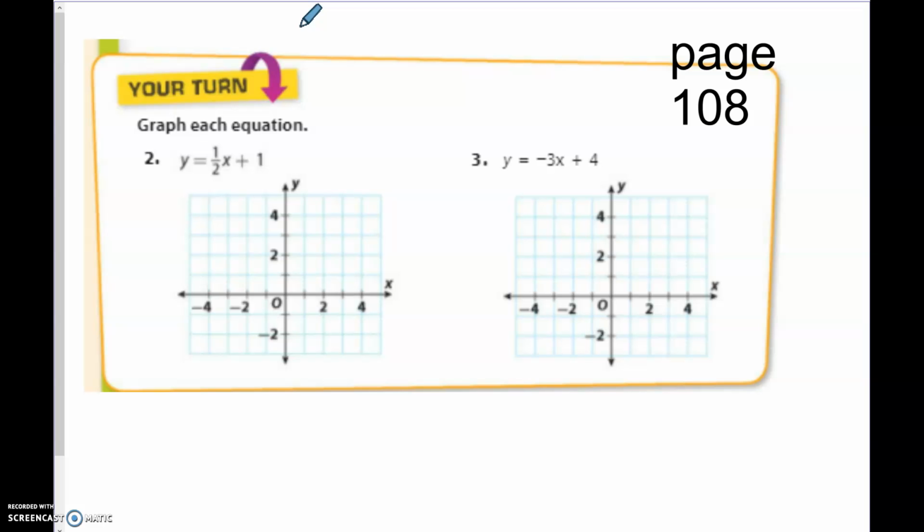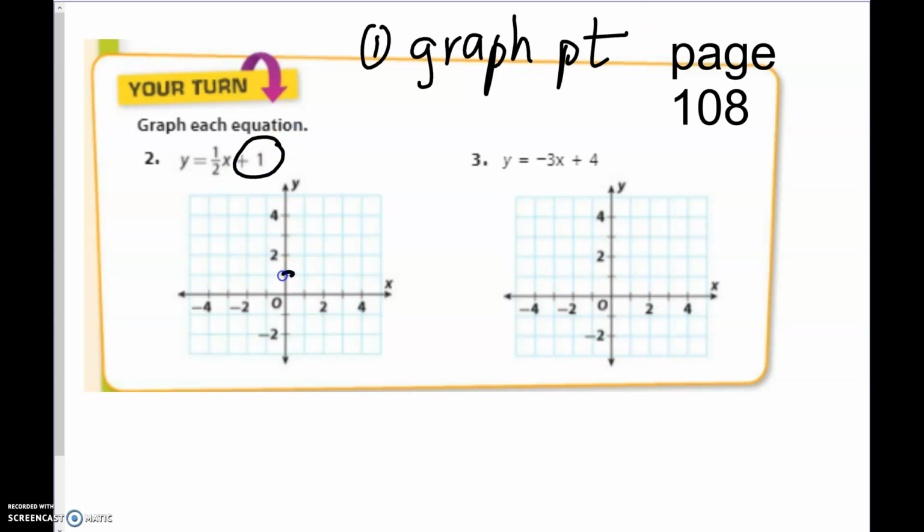All right, you should be back after trying these. So we have to first start by graphing a point. I'm going to graph my y-intercept, which is a +1. And then I'm going to use my slope as rise over run. So I'm going to go up 1, right 2, up 1, right 2. Now remember, I can go down and left to get more points, and then we connect them and put your arrows on the end.